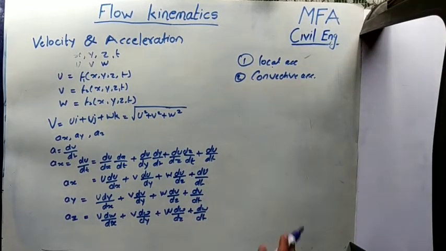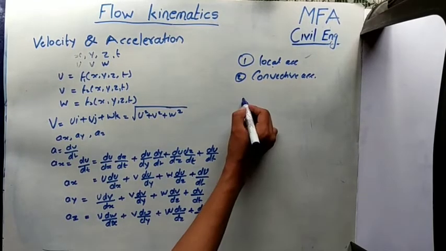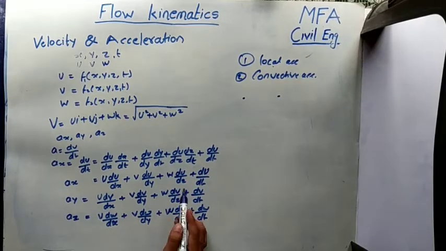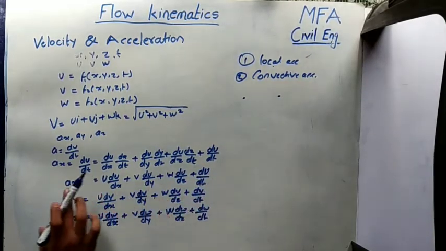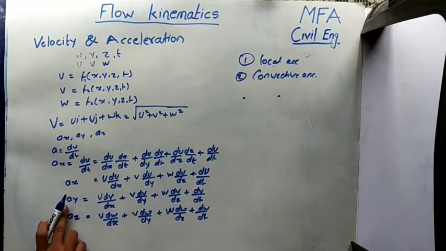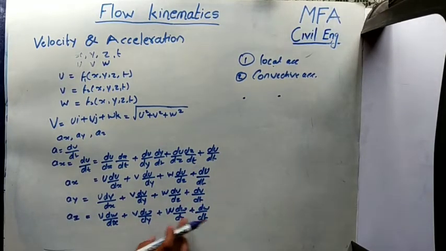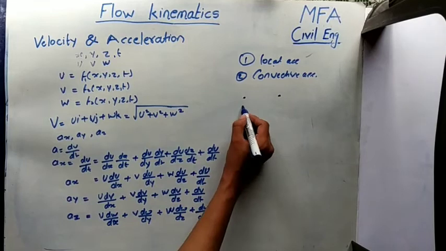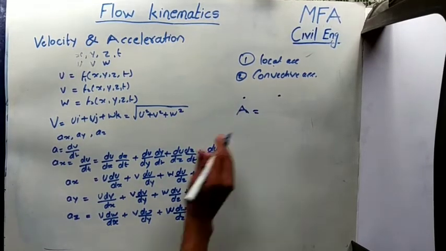Now the convective acceleration can be defined as the rate of increase in the velocity when the particle in a flow field moves from one point to another point. The terms other than du by dt in the equation of ax, dv by dt in the equation of ay, and dw by dt in the equation of az are called convective acceleration.